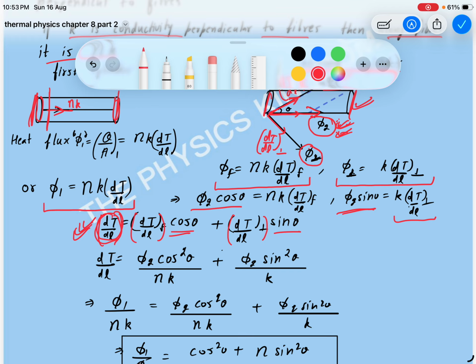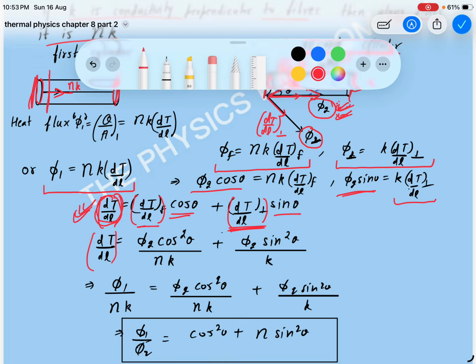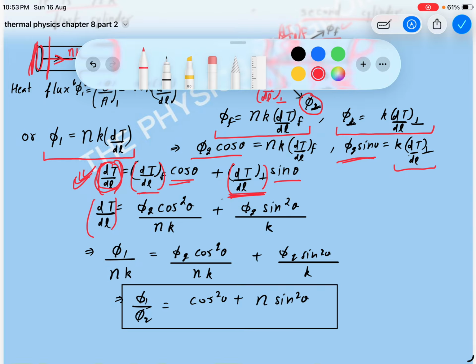So this I am writing in terms of temperature gradient along fiber and perpendicular to fiber. So these values I will write in terms of phi 2, right. Now temperature gradient along the axis I am using for first cylinder phi 1 by eta k, right. And solving this equation I am getting phi 1 by phi 2 as cos square theta plus eta sin square theta. So according to me that should be the correct answer, right.